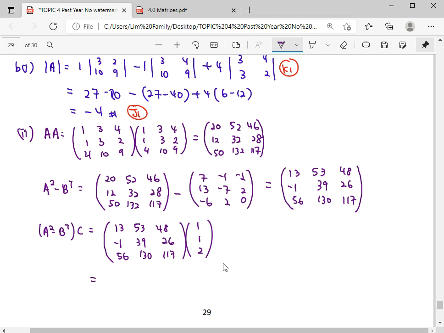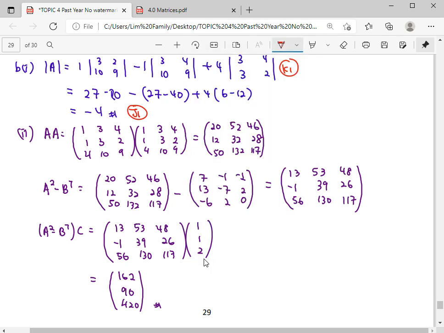Okay, so this is a simple multiplication. This doesn't need our table. You can see it clearly: 13 plus 53 plus 48 times 2. Then continue for the second row and third row. So this is how we get to the final answer.